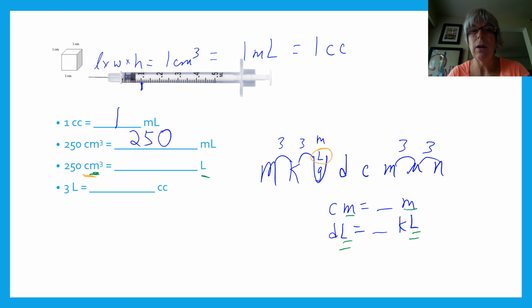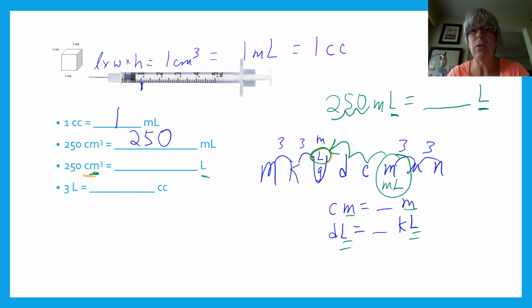So what we need to do, if we want to use this chart, is change our cubic centimeters to milliliters first. Well, we just did that in the problem before. 250 cubic centimeters is the same as 250 milliliters. Then, because we've got the correct unit here, now we can use the chart going from milliliters, which is here, to liters, which is here, is 1, 2, 3 jumps to the left. Move our decimal 1, 2, 3 jumps to the left, and I get 0.25. I'm going to drop off my 0 because it's not significant, liters.